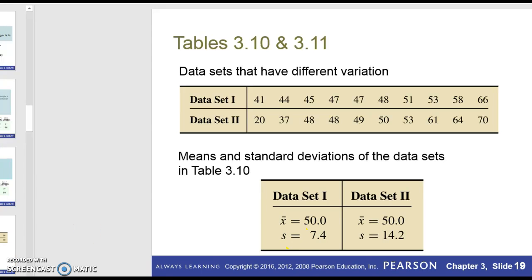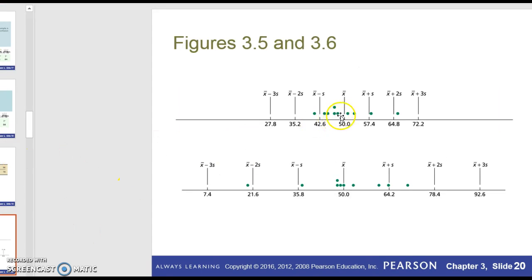Now, what I want you to see in this next slide is this. Here's the data from set 1. We can see that the standard deviation was 7.4.